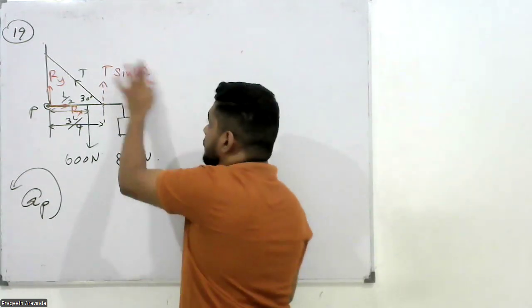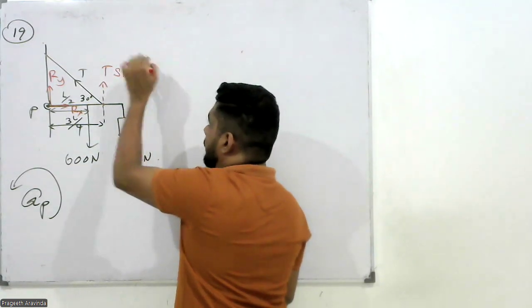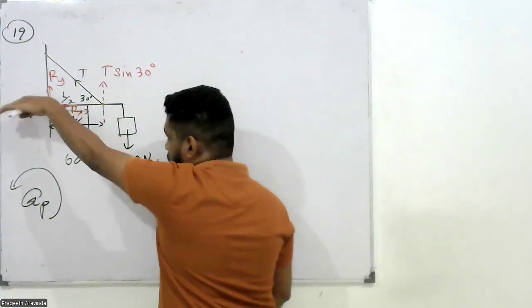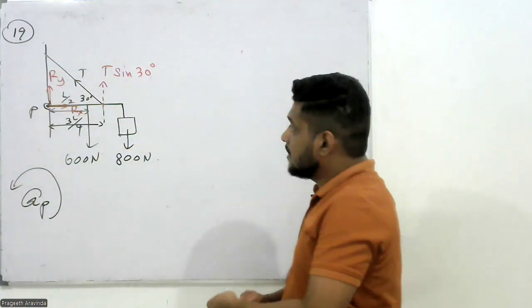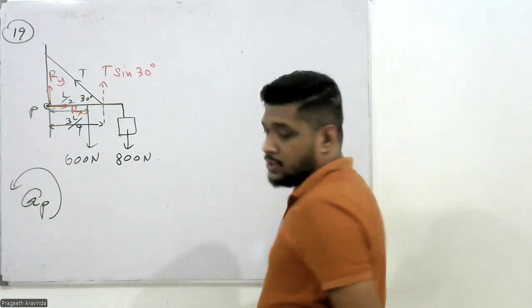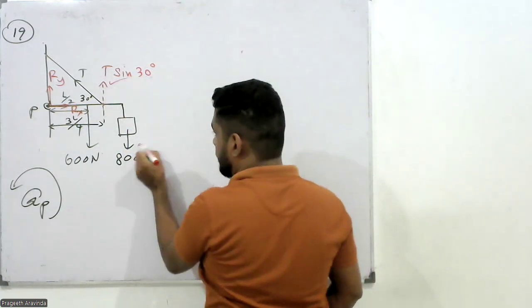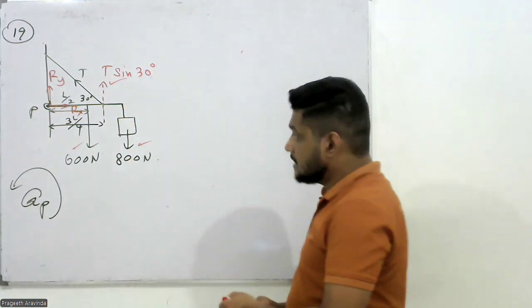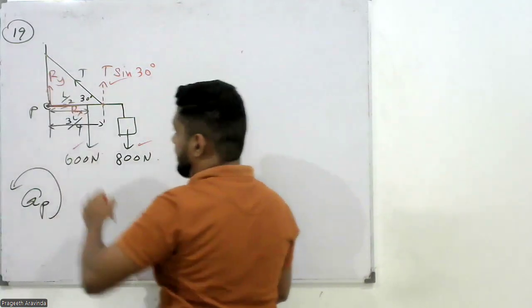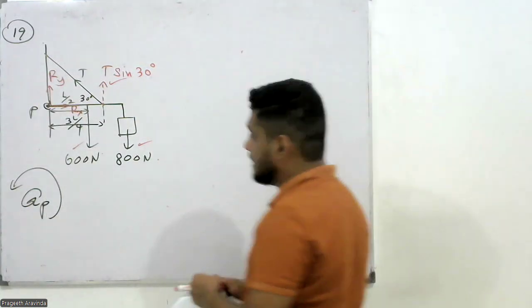What is the advantage? Because this T cos theta is going through the pivot point. So its moment is zero. Now you only need to look at three forces: this component, this and this. The reaction is of no use to you, because we take moments around P. Now it is easy.